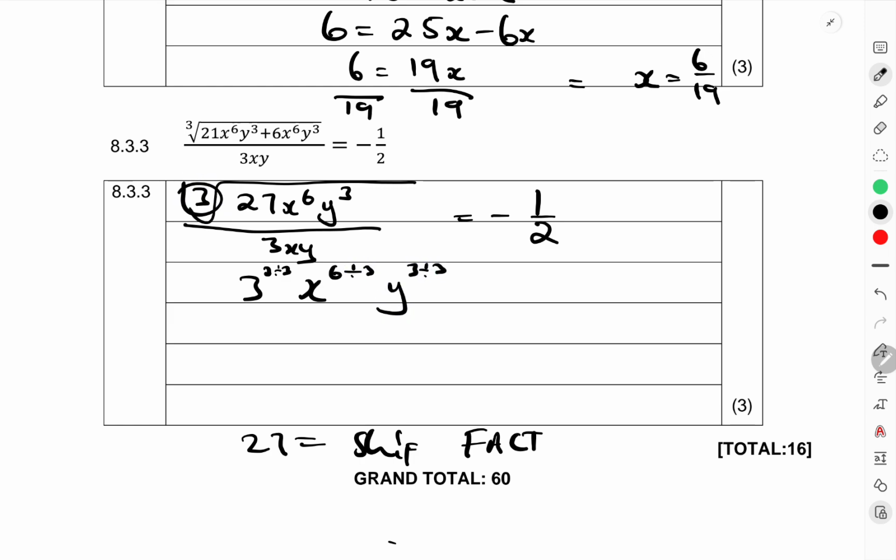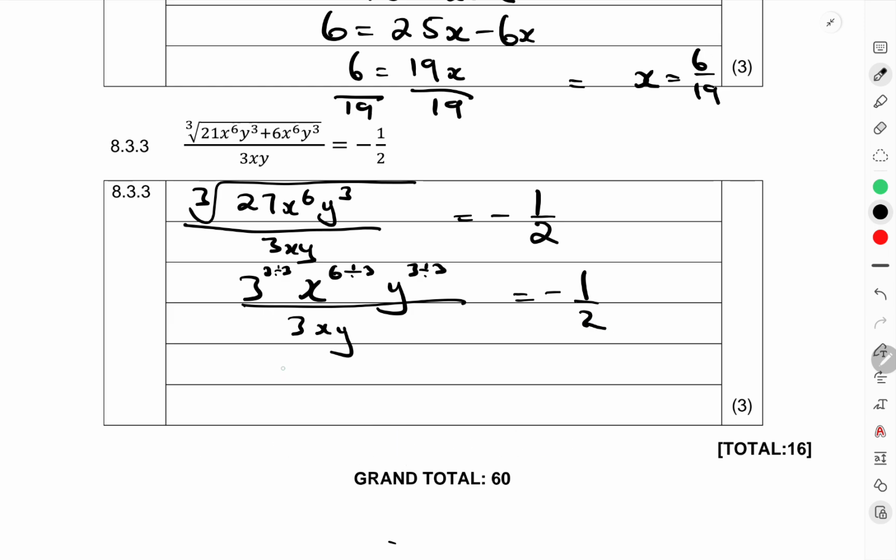The number that is here as the cube root, it divides the exponents that are inside that particular cube root. Meaning I'm going to divide by 3xy, which equals negative 1 over 2. Then what is going to be my answer? I'm going to have 3, x to the power of 6 divided by 3 is going to become 2. And I'm going to have 3 divided by 3, which is becoming y, all divided by 3xy, which is the same as negative 1 over 2.